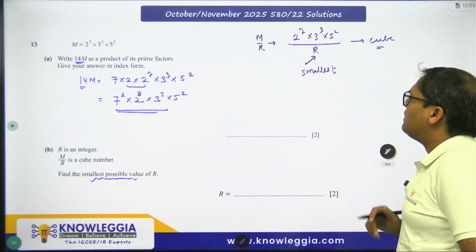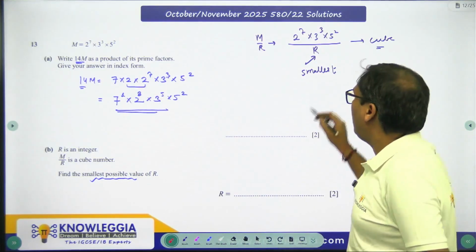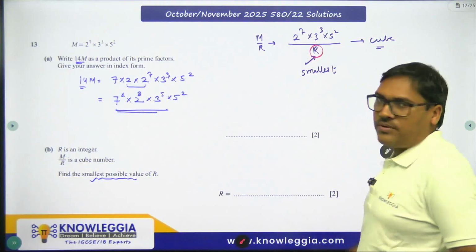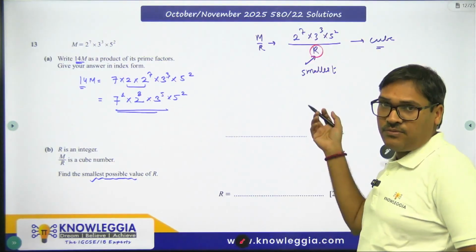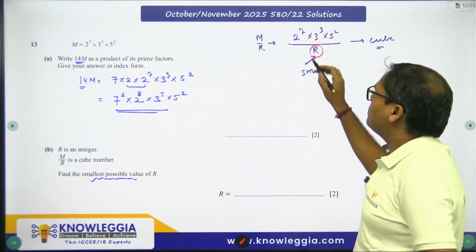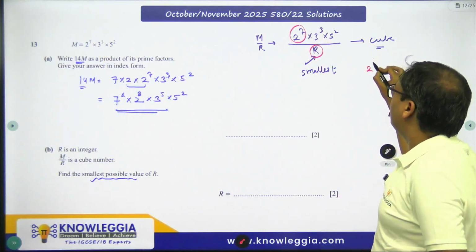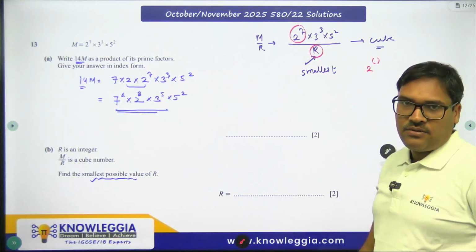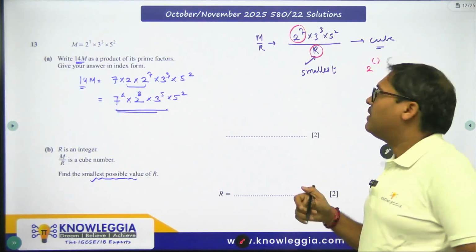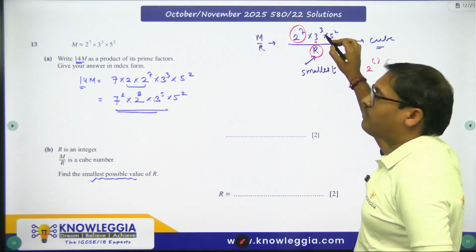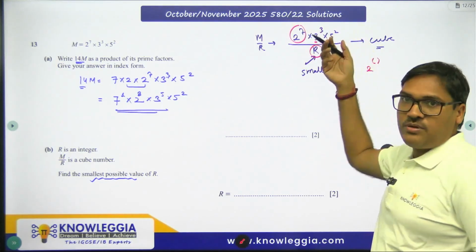Okay. Now see here, R has to be the smallest number, right? And you have to make this a cube. That means you have to divide by some smallest possible number, so that the power on 2 becomes a multiple of 3, such as 3, 6, and so on, correct? Because then only this will be a cube number. Similarly, the power of 3 should be a multiple of 3, and the power of 5 should also be a multiple of 3.